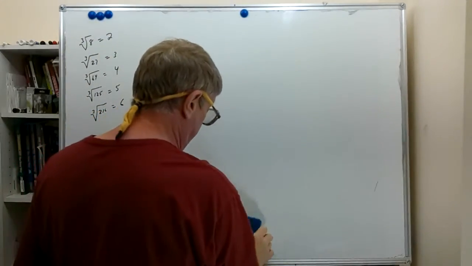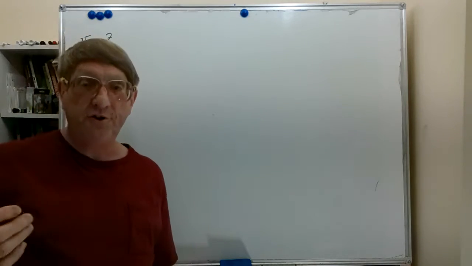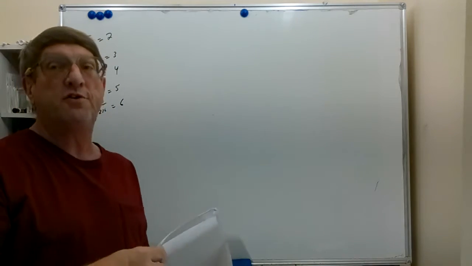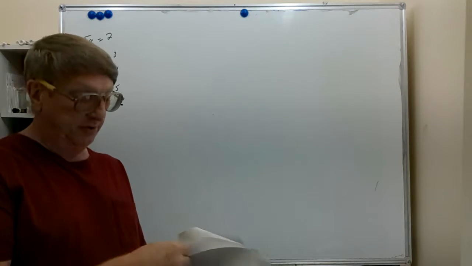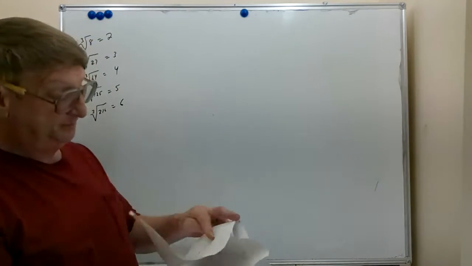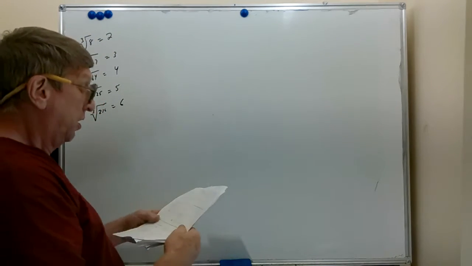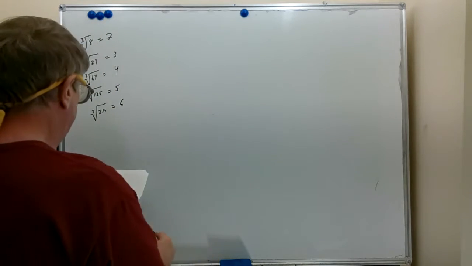Anyway, cube roots undo raising numbers to the 3rd power, just like square roots undo raising numbers to the 2nd power. We'll do a few more examples.